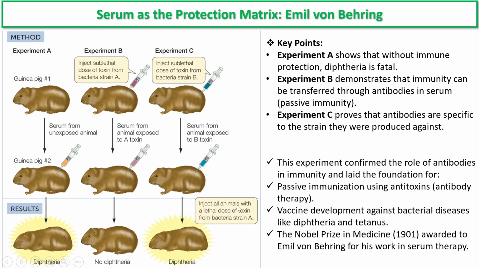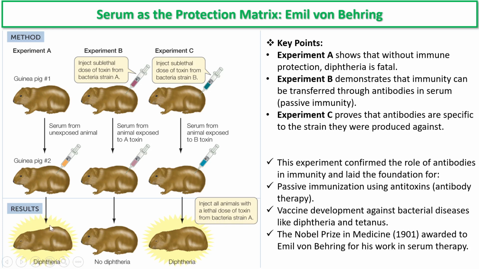Now he is injecting all animals with a lethal dose of toxin from bacterial strain A. So this guinea pig has no toxin because it is healthy. This guinea pig has developed some immunity or some response corresponding to toxin A. This guinea pig has developed some immunity with respect to toxin B. But here it is getting infected with toxin A. The strain A is infecting at this stage.